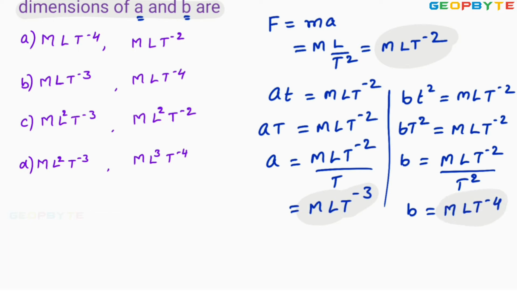Now look at the options. First option is not correct. Look at the option B. The option B, look at the A dimensional formula, M L T power minus 3. Similarly, B, M L T power minus 4. Therefore, option B is absolutely correct. I hope all of you understood this problem.